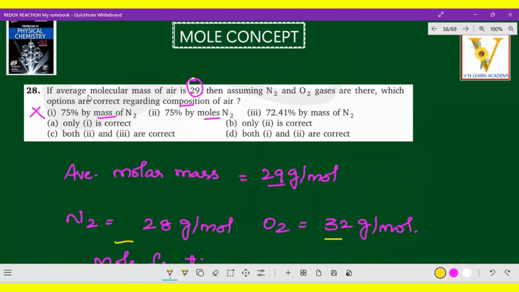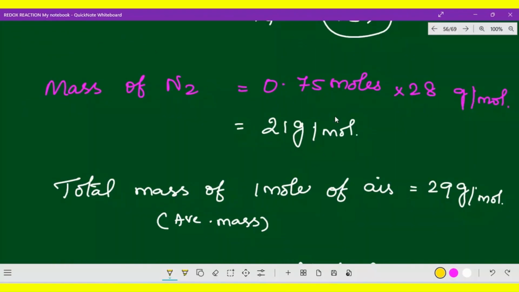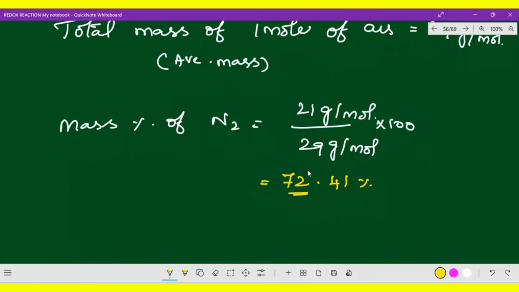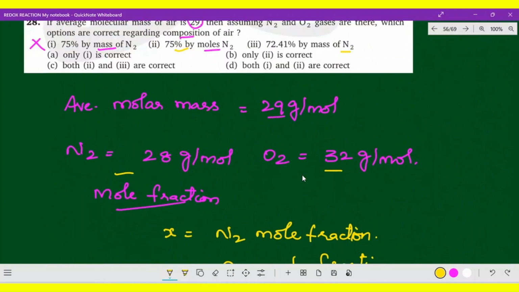According to this, 75% by mass will not be correct, because they are not mentioning mass. We have taken the molecular mass of nitrogen and oxygen, and they are asking about the composition of air, that is, the mole fraction. So we found moles as X and 1 minus X. Naturally option 2, 75% by moles of nitrogen, is correct. And 72.41% by mass of nitrogen, we just found, using the total mass, the given mass divided by the molecular mass, the average mass. So the second and third are the correct options.